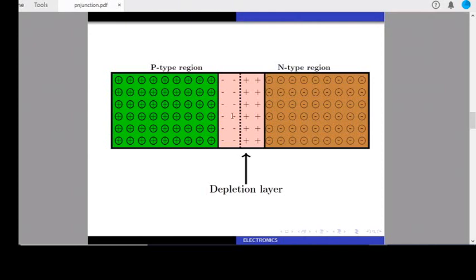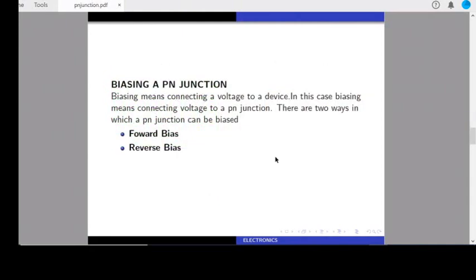Also, the region in the middle near the p-n junction does not have charge carriers. In other words, it does not have electrons and it does not have holes. So this region, because it does not have these charge carriers, is known as the depletion region or the depletion layer.